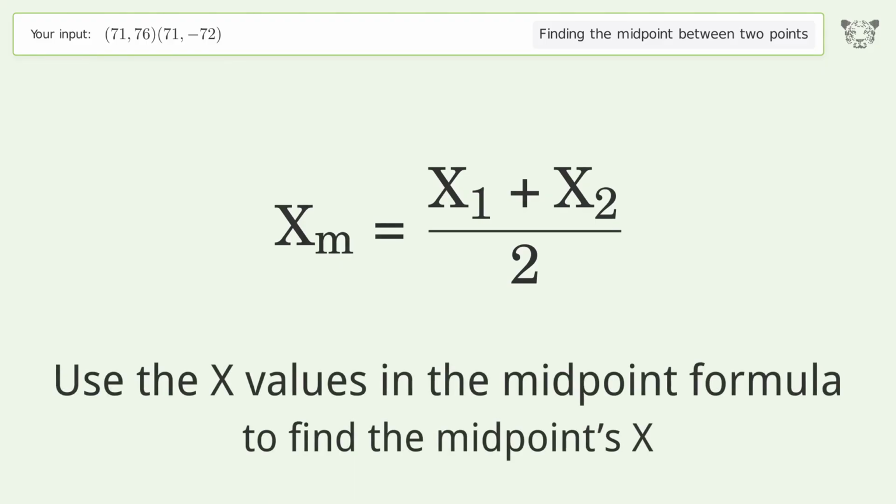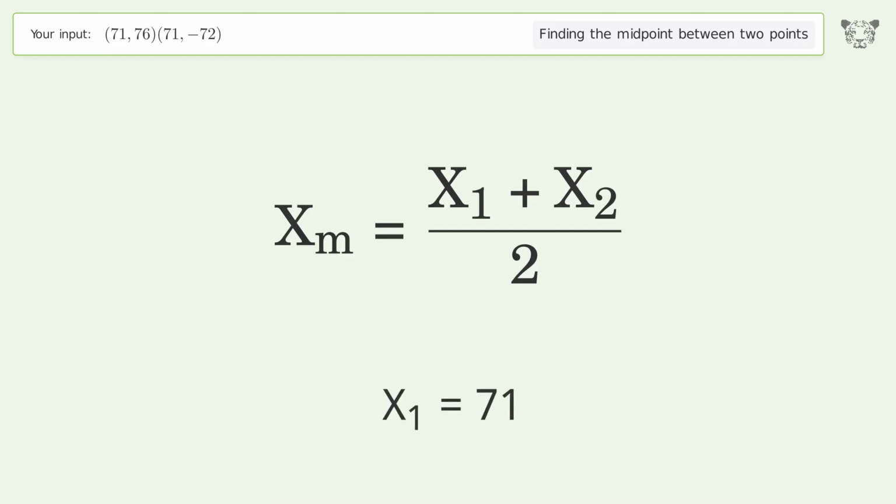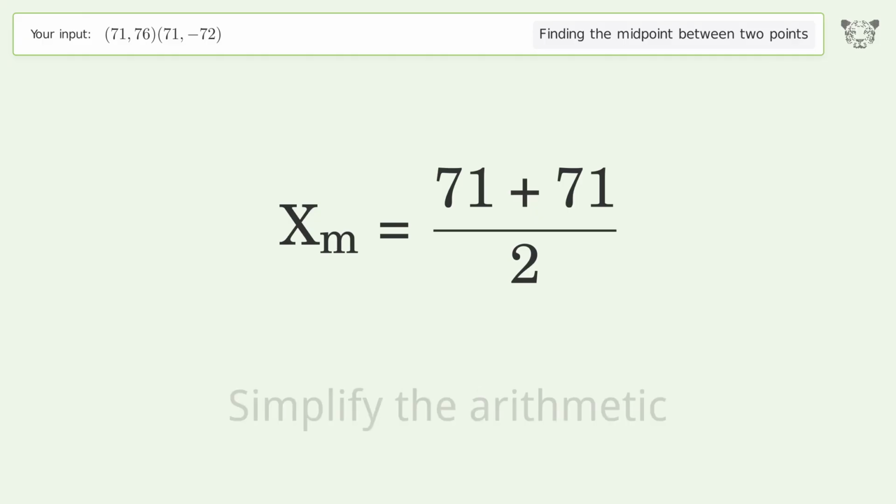Use the x values in the midpoint formula to find the midpoints x. x1 equals 71. x2 equals 71. Simplify the arithmetic.